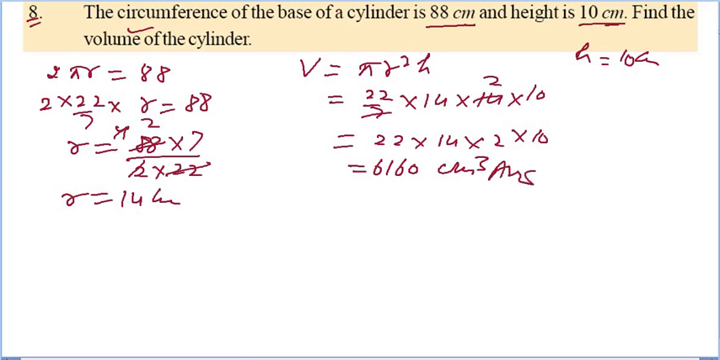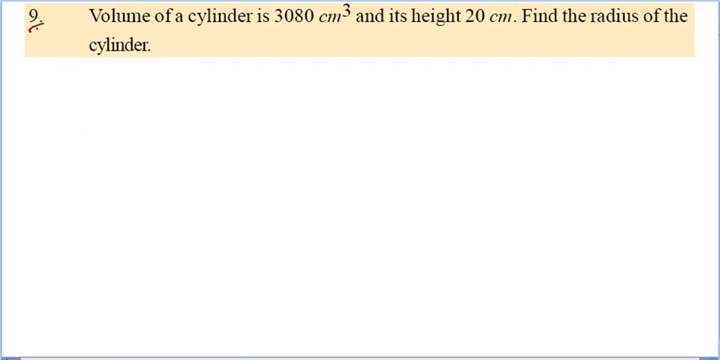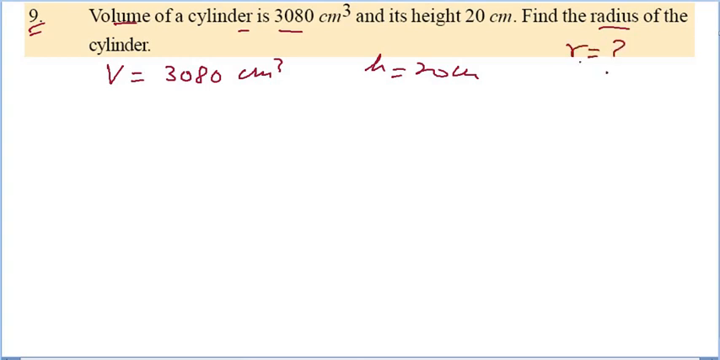So you can do very well. It's a very easy question. Now come to the ninth question. Volume of cylinder is given as, so volume, that is the V, is given as 3080 centimeter cube and now height is given as 20 centimeter. Find the radius. Radius means R. R find करना है आपको.